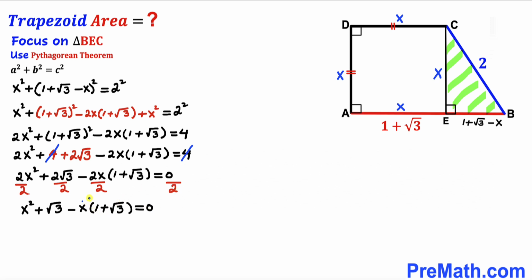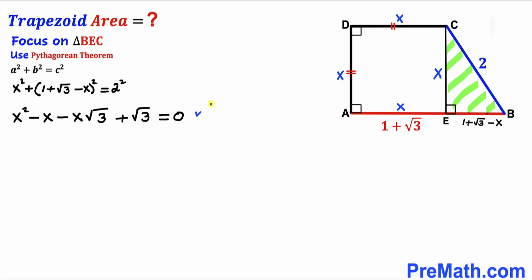Now we are going to distribute x. So therefore we ended up with x square plus square root of 3 minus x minus x times square root of 3 equal to 0. Now I'm going to rearrange them. I can write x square minus x times square root of 3 plus square root of 3 equals 0.